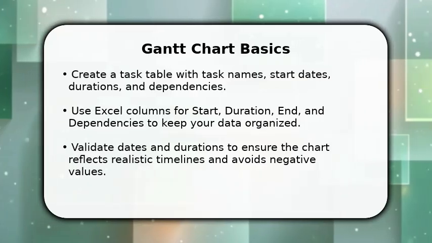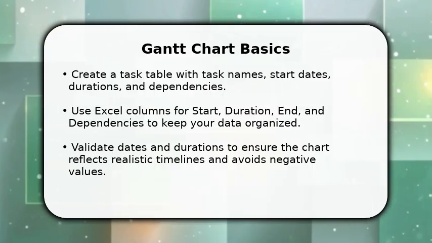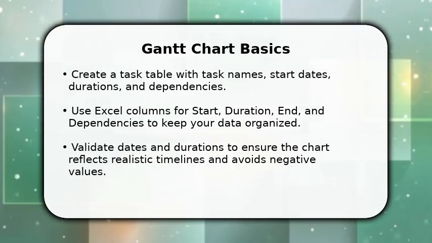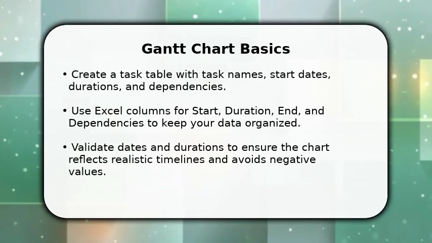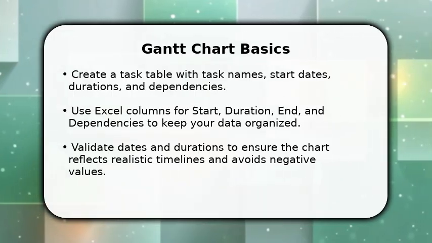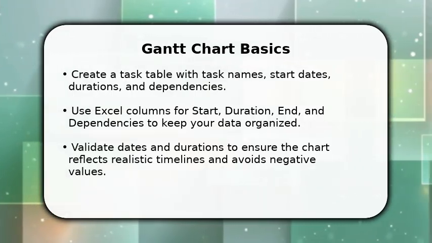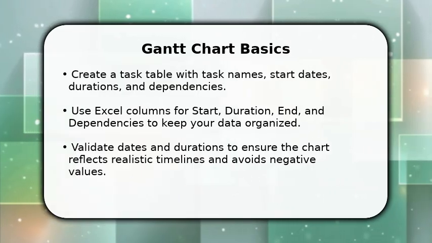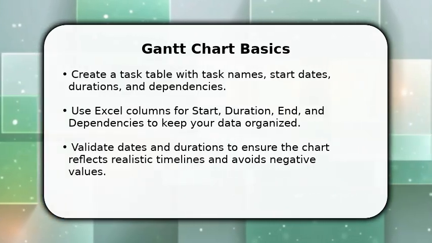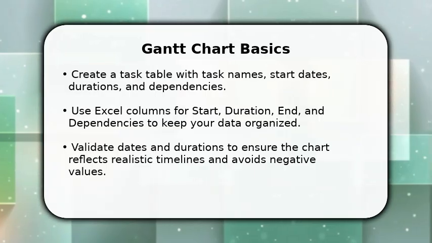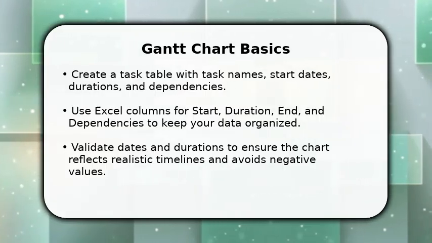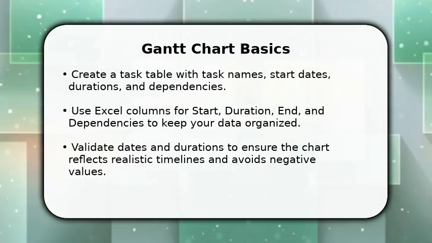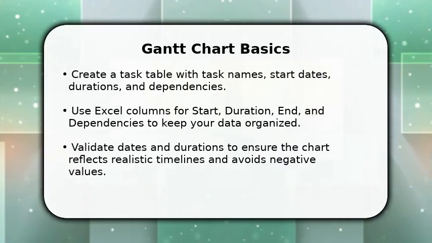In this video, I will show how to set up a Gantt chart in Excel. Open Excel and create a clear task table with start, duration, and end columns. Enter tasks, assign start dates, and set durations in days or weeks. Add simple dependencies if tasks must follow others. This keeps your project timeline accurate and easy to convert into a visual Gantt bar chart step by step.